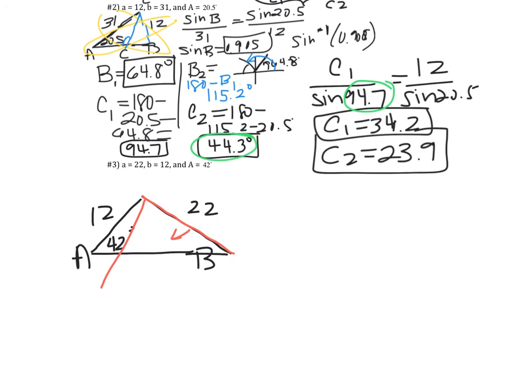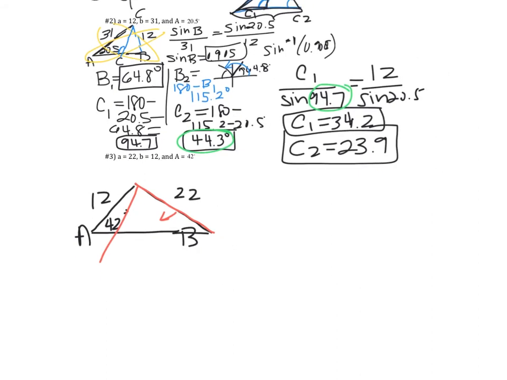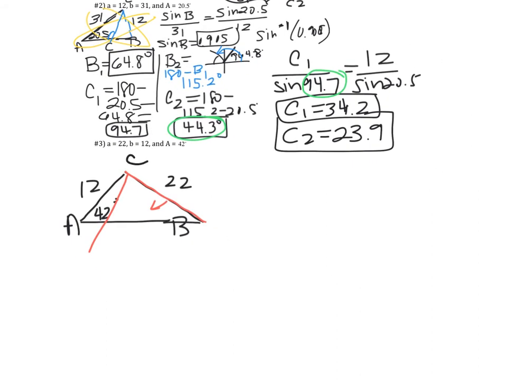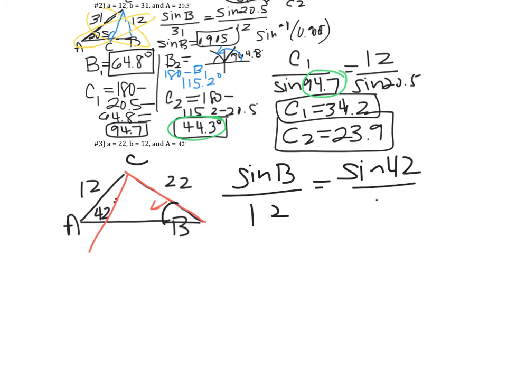If you don't see that there's only one triangle, that's okay. We're going to pretend like we think there's two and do it, okay? So here we go. This is what we're going to do. We're going to solve for angle B first. So sine of B over 12 equals sine of 42 over 22. This is a side-side-angle problem. The side-side-angle is the only one that you're going to hate. The rest of them are pretty easy.